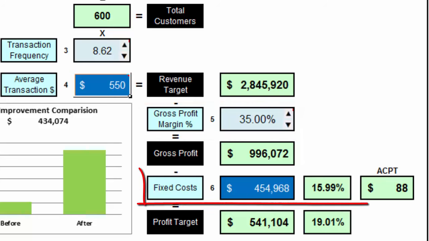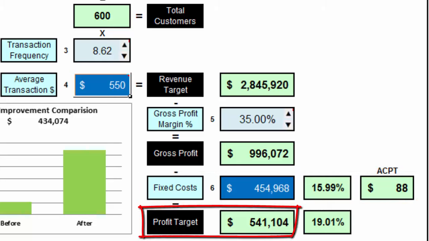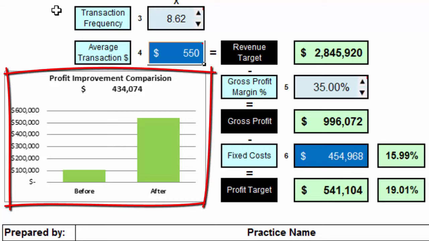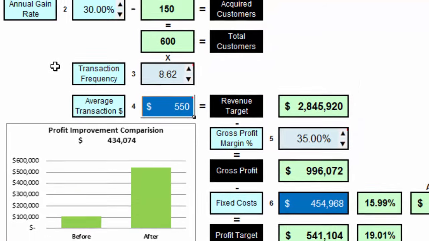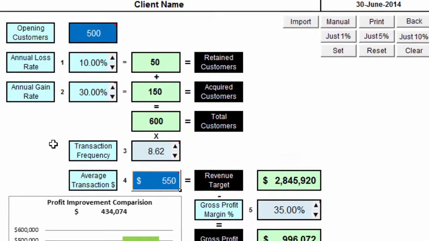And fixed costs increased even further up to 454,968. But the average cost per transaction has reduced by that 10% from 98 down to 88. And profitability now in excess of $500,000 per annum, which is an increase of 434,074. So what this is demonstrating is the power of leverage by working on strategies to improve the outcome from the 6 drivers of profitability.